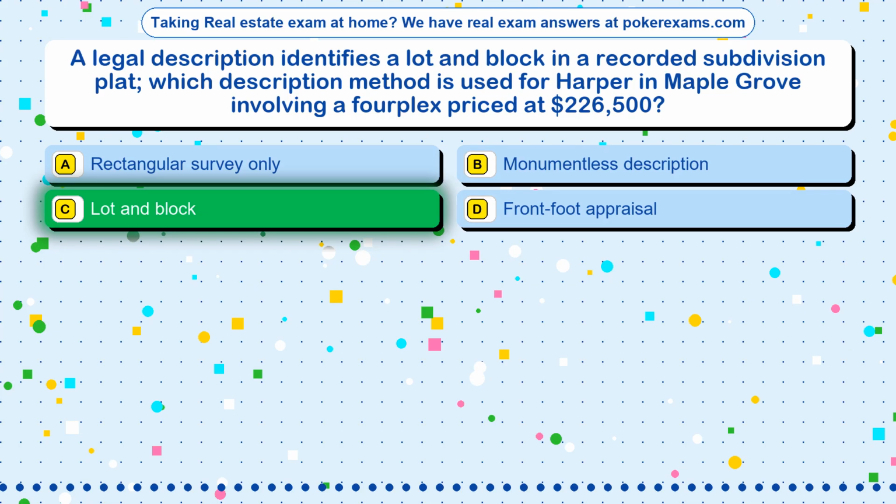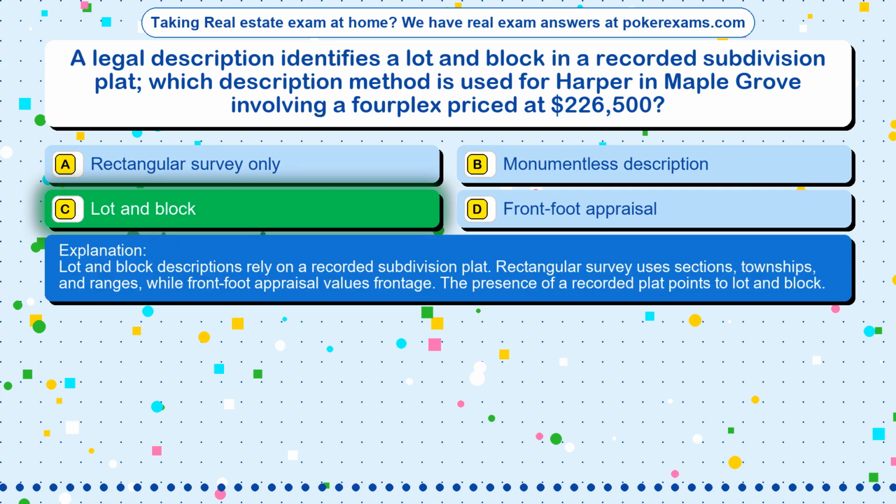The correct answer is option C, lot and block. Lot and block descriptions rely on a recorded subdivision plat. Rectangular survey uses sections, townships, and ranges, while front foot appraisal values frontage. The presence of a recorded plat points to lot and block.